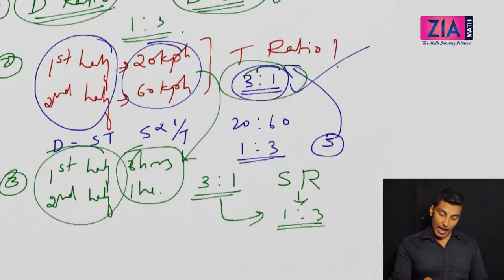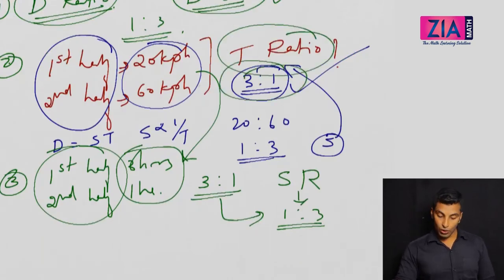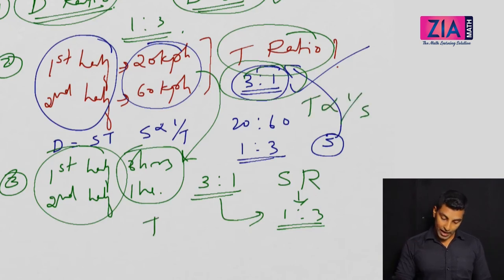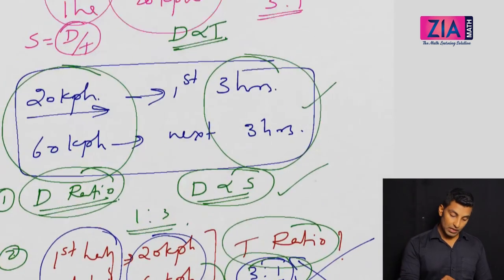In this case, the time ratio is what they are asking. So what is the equation or relation? Time is inversely proportional to speed. Here also, time is inversely proportional to speed. So I hope this relation is clear for all of you, because this is what we are going to use in the next coming sessions.